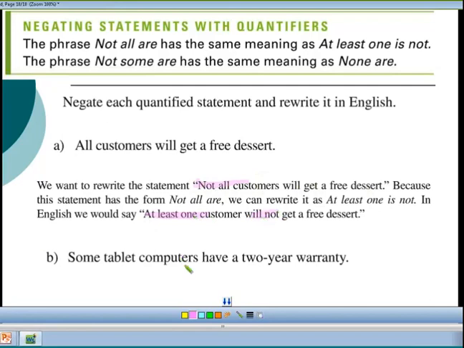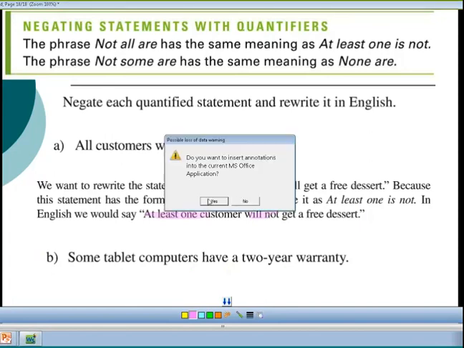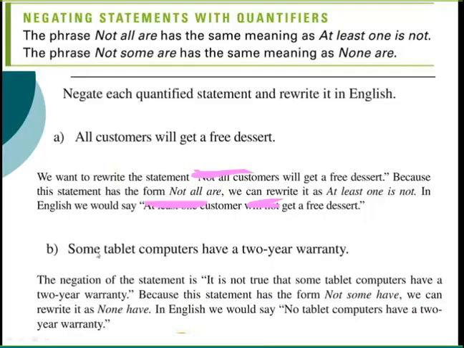Okay, and then: some tablet computers have a 2-year warranty. We're going to have a very similar statement here, which is saying it is not true that some tablet computers have a 2-year warranty. Because this statement has the form not some have, we can rewrite it as none have. So in English we can say no tablet computers have a 2-year warranty.